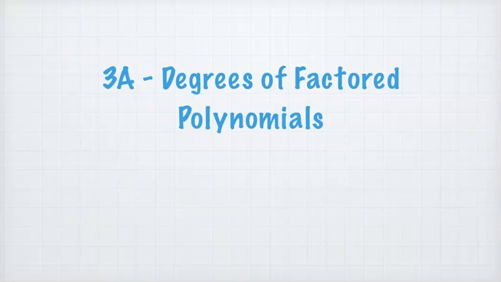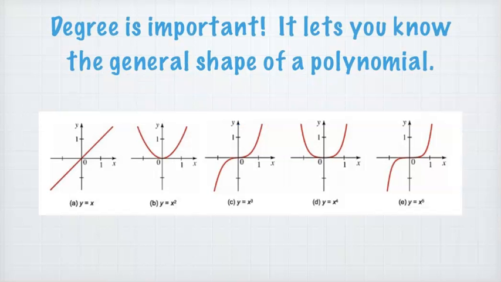Let's talk about how you can find the degree of a polynomial when it's in factored form. Okay, remember degrees are important because they let you know the general shape of a polynomial. If you have a degree that's odd, for example, these three, the degree of 1, degree of 3, and a degree of 5, then you know that the end behaviors are different. One ends down, the other ends up.